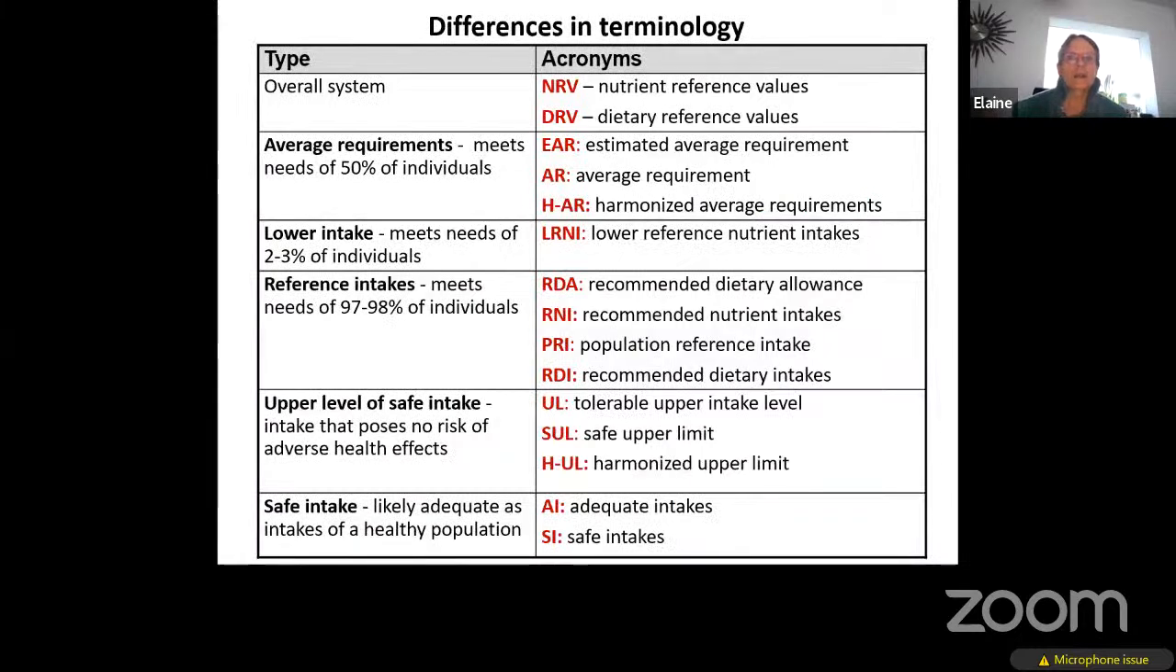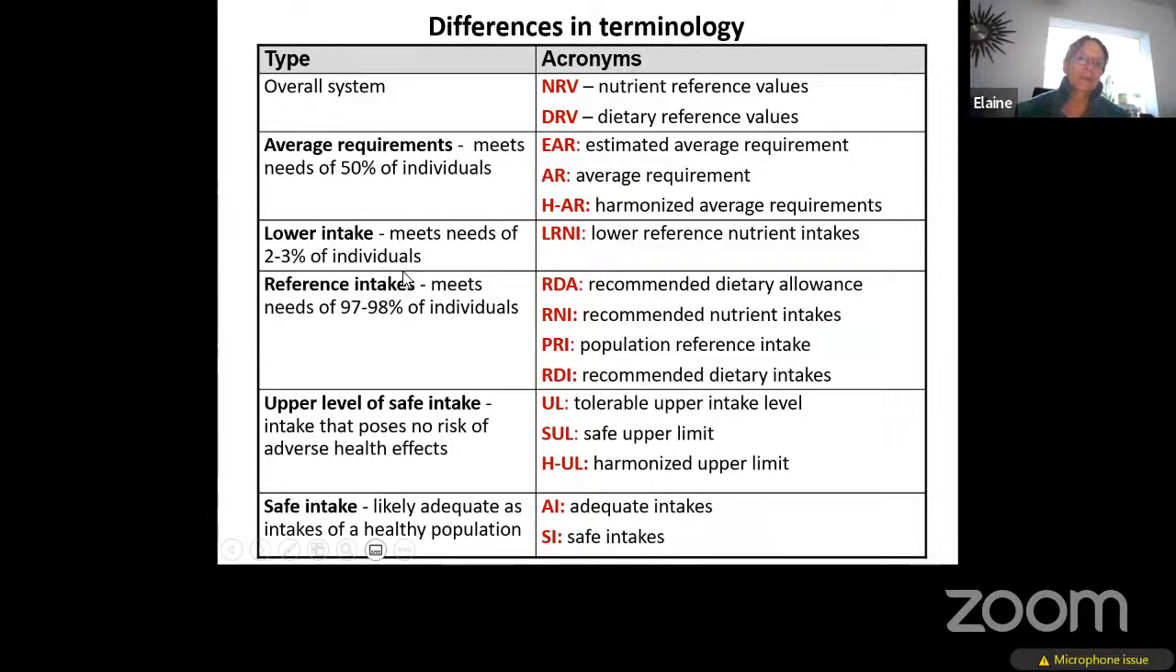The other thing to recognize is that this is the overall set of definitions that are summarized in this slide. And the thing to recognize here is that there are different terms used by different organizations. You can see some might use the nutrient reference values, others might use dietary reference value, and that's just the overall system. In terms of the requirements that meet the needs of the average, 50% of the individuals, you can see the estimated average requirement, the average requirement, the harmonized average requirements. All of these terms are referring to exactly the same things.